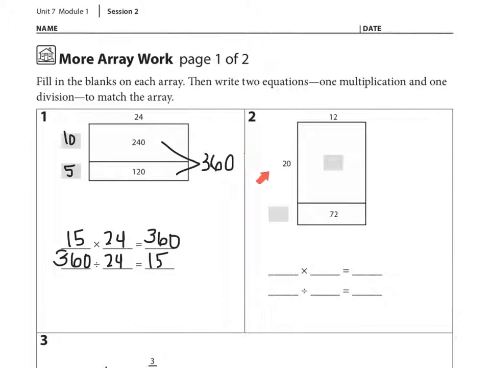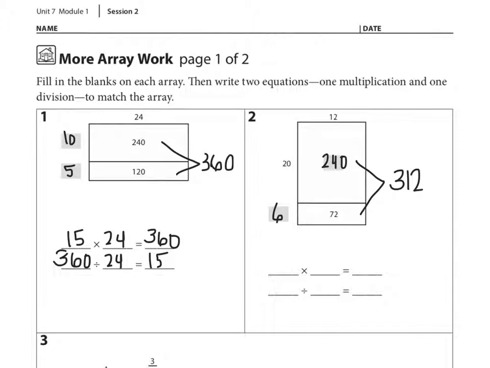Let's go to number 2. I see that one of the known dimensions is 12. For 12 times 20, I can think 12 doubled, which is 24, and now I'm going to multiply by 10. So my blank right here will be 240. And if I add up 240 plus 72, that's going to get me 312 as my sum for my array. And my missing dimension here, I think, 12 times what equals 72? And the answer would be 6.